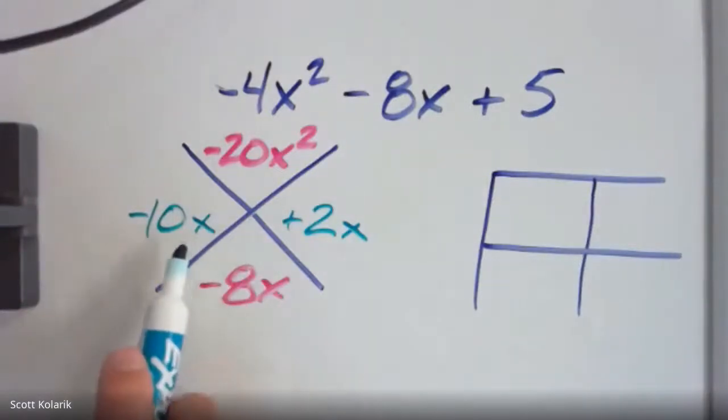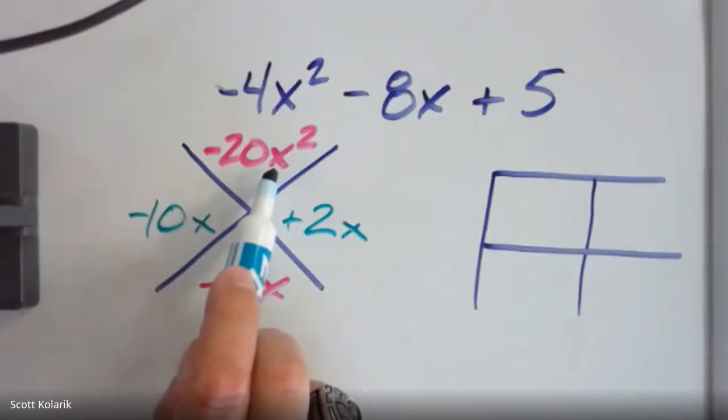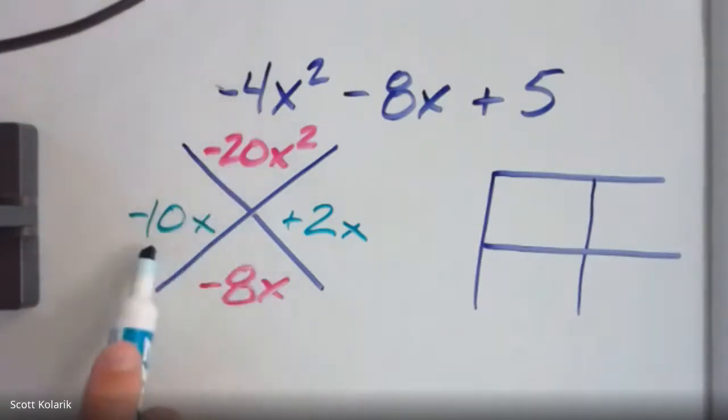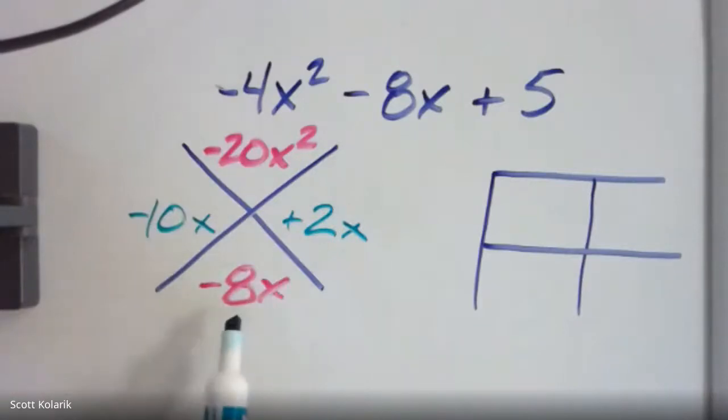And also just to track what happened there, x times x is what gives me the x squared along with the negative 10 times 2. And then the negative 10x plus 2x is what gets me right back to the negative 8x. Okay, so now I need to fill out my table.